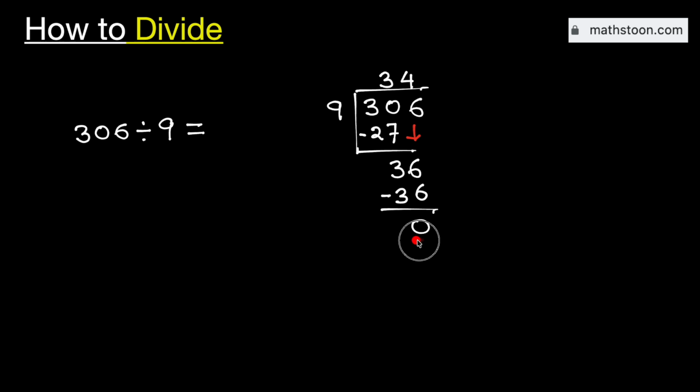As we have got the number 0 and we have no number to bring down here, so we will stop. Therefore, 306 divided by 9 is equal to 34. And this is our final answer.